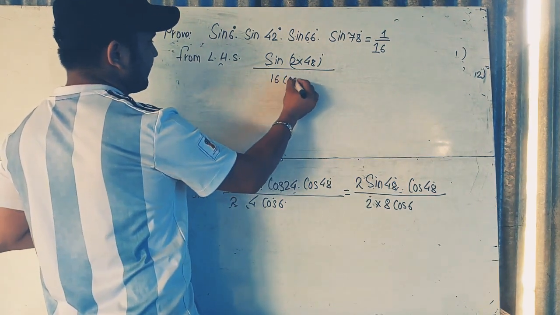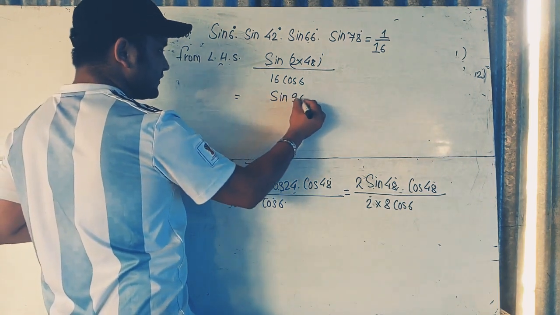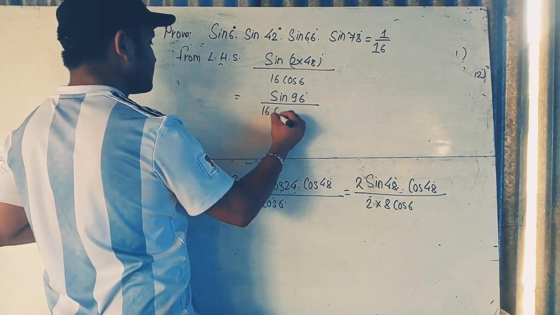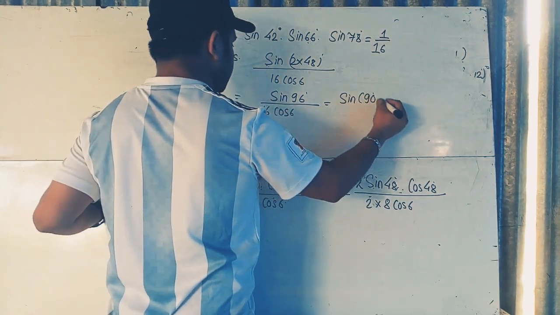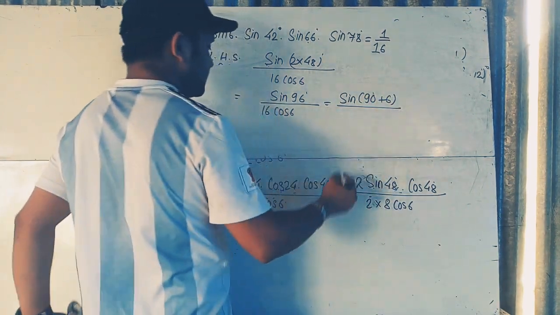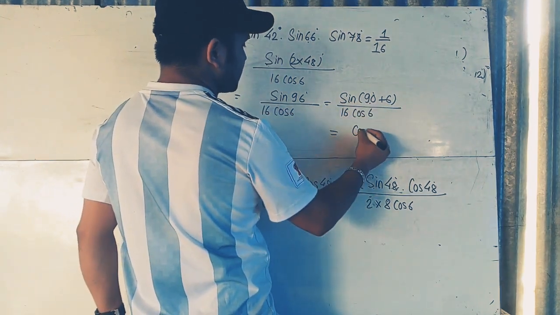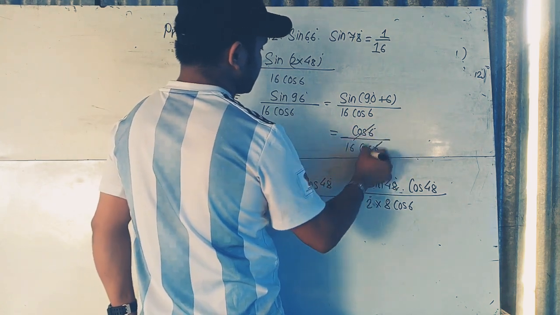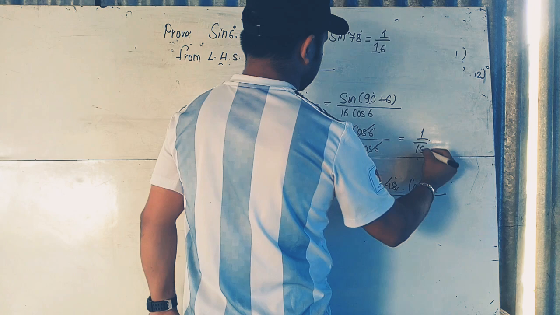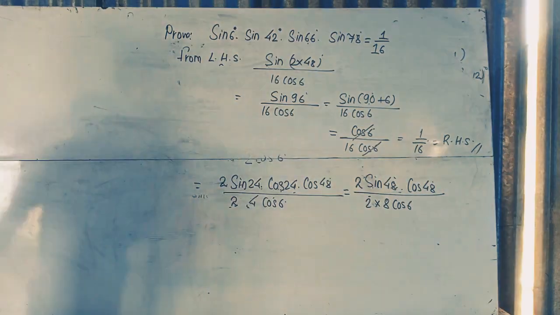And the denominator you have here 16 cos 6. We have been told to prove 1 by 16. So you have here sin 96 divided by 16 cos 6. Sin 96 can be written as sin 90 plus 6. In the denominator you have 16 cos 6. So using formula sin 90 plus theta is cos theta, you have cos 6 in the numerator. Cos 6 cancels and your answer is 1 by 16, which is our RHS. So we prove the given problem in this way.